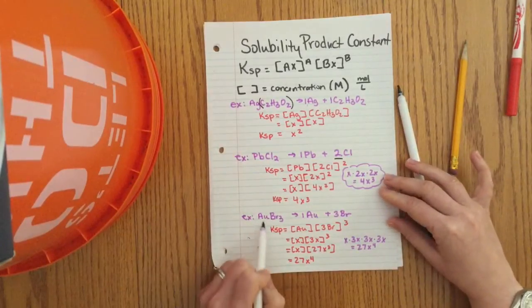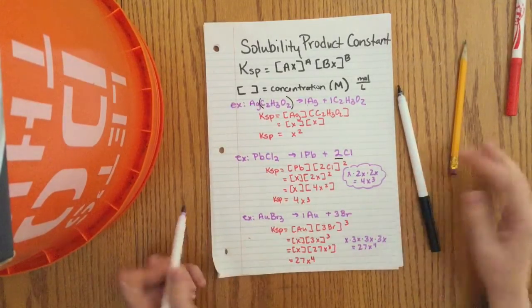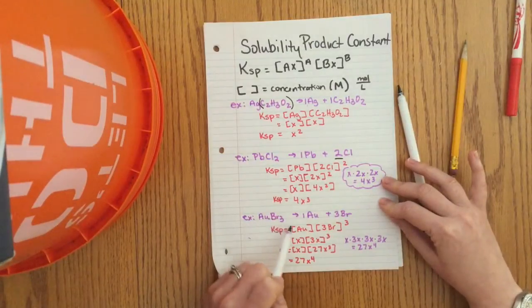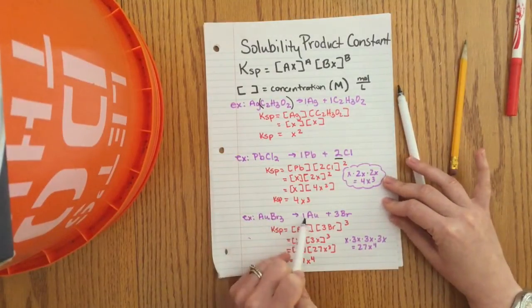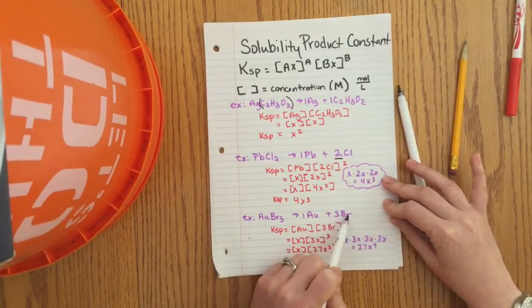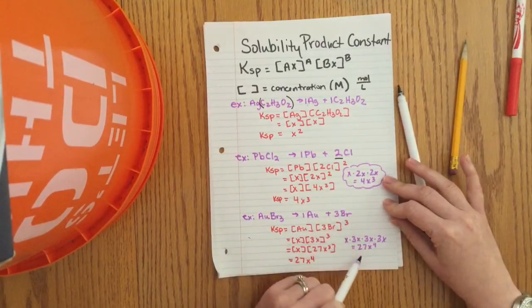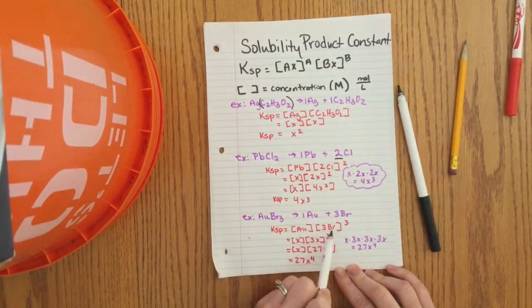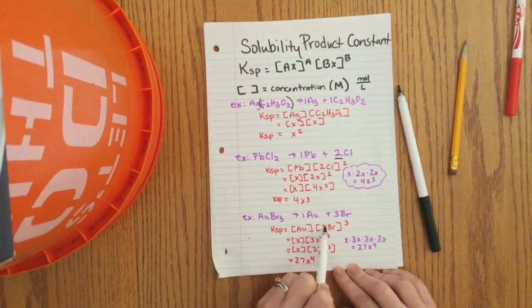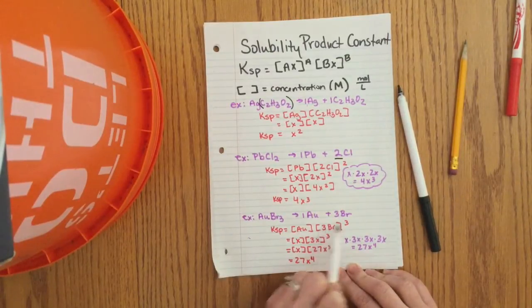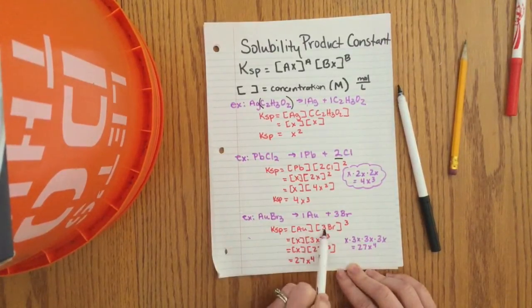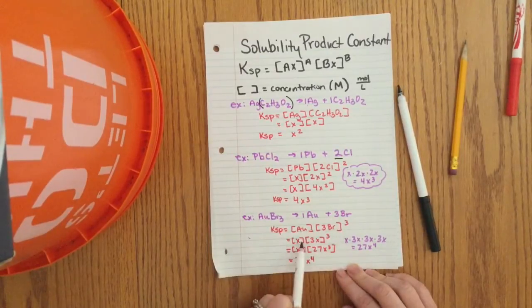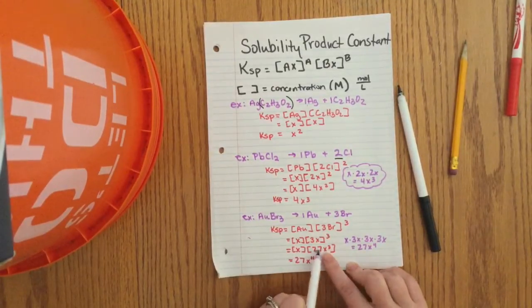My last situation is if I have AuBr3. This is just a made-up compound, but if I had gold tribromide, I would have 1 Au plus 3 Brs. So when I go to write my formula, I would have Au, and then for every 1 Au, there are 3 Brs. So I have to have 3 on the inside and 3 on the outside. Au, 3 Br cubed. I plug X in for both Au and Br. So it's X and then 3X cubed. X and then 27X cubed.